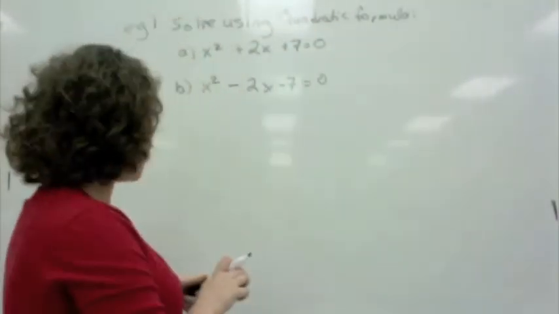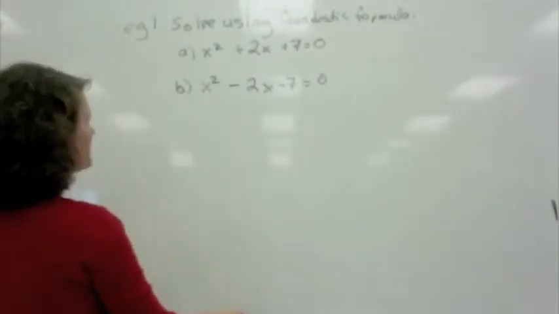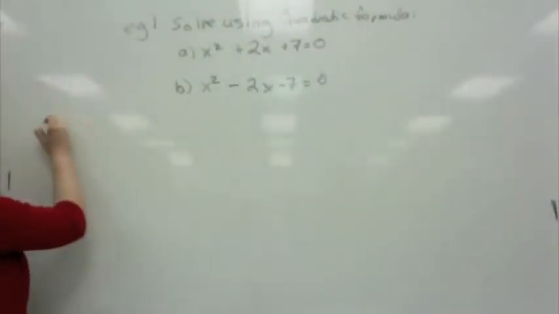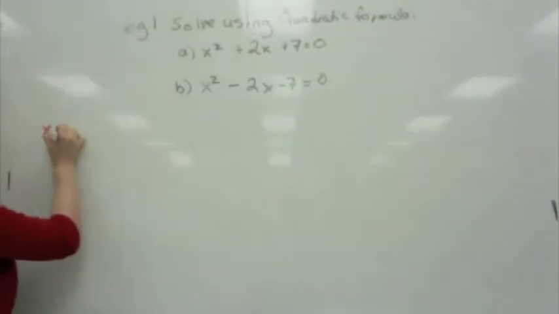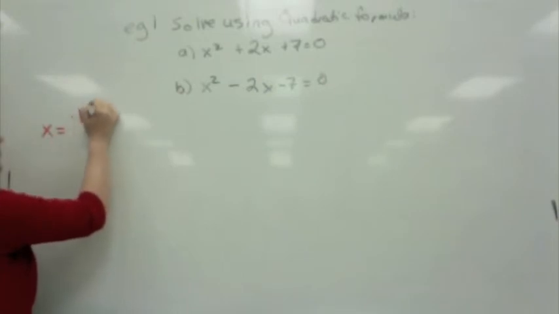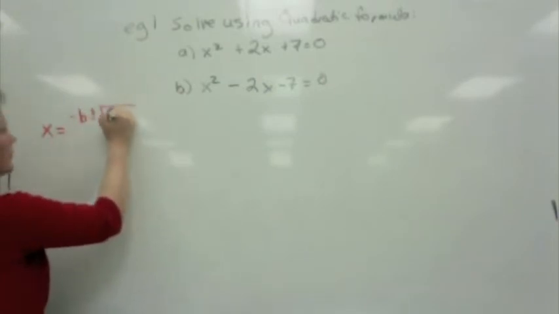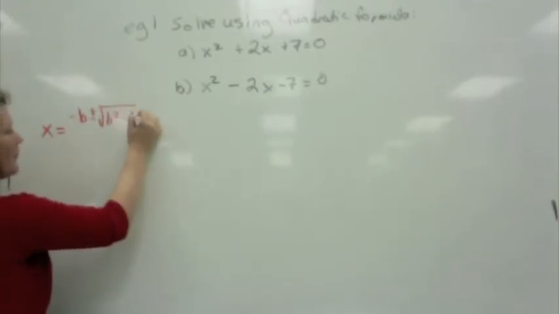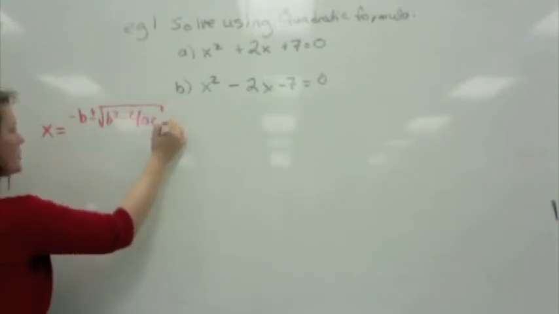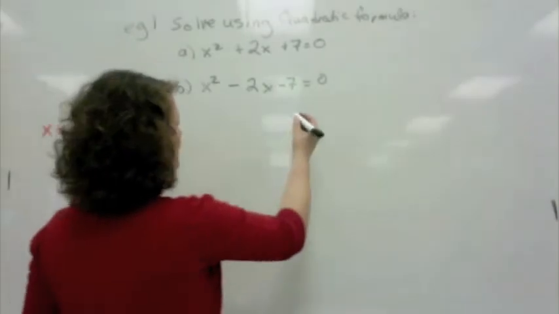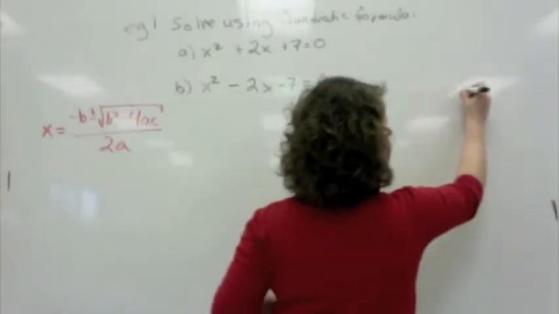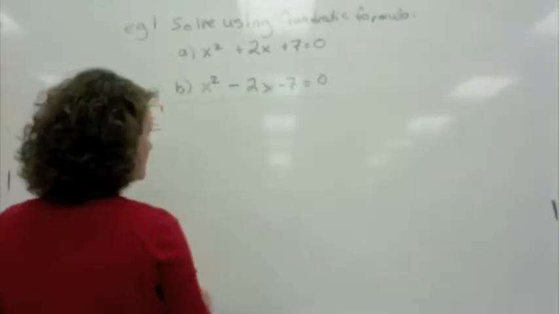What I'm going to do off to the side here in red, just so that we remember it, is write that the quadratic formula is negative b plus or minus the square root of b squared minus 4ac, all over 2a. So what I'm going to do is split the rest of this whiteboard into two.